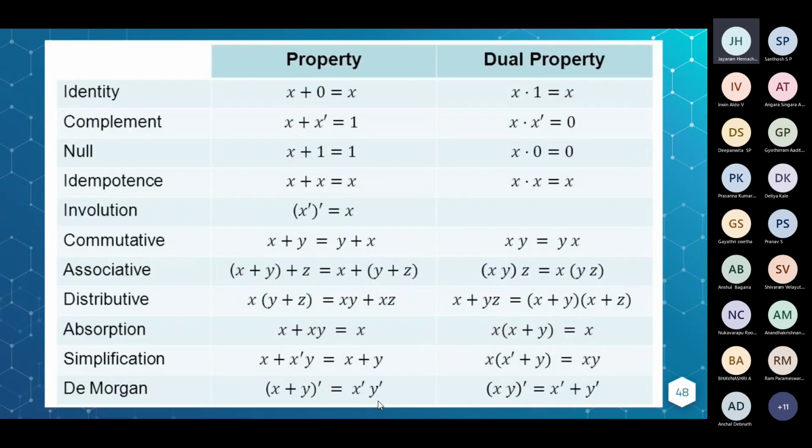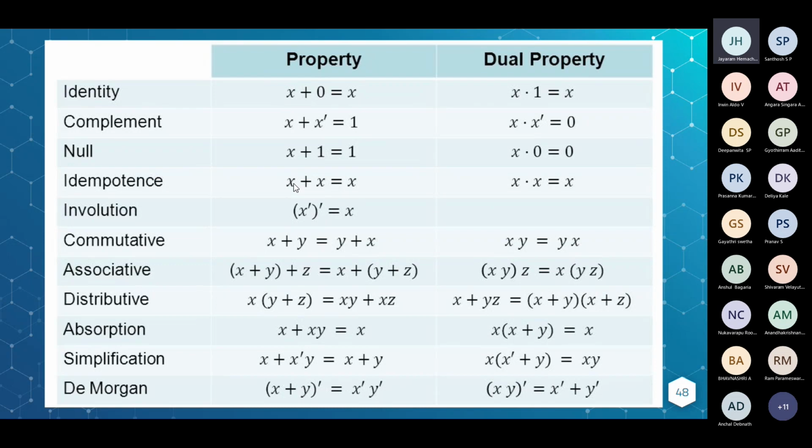So there are a set of properties which can be used inside this Boolean algebra, like the identity x plus 0 is equal to x, x into 1 is equal to x. We have to imagine it as an OR gate, where one input is 0 and the other input is x. Whatever the input is, the OR gate will give the same output, right? So this is how we have to think of this whole table.